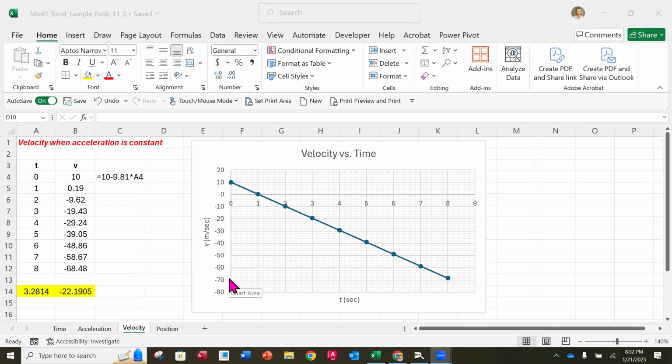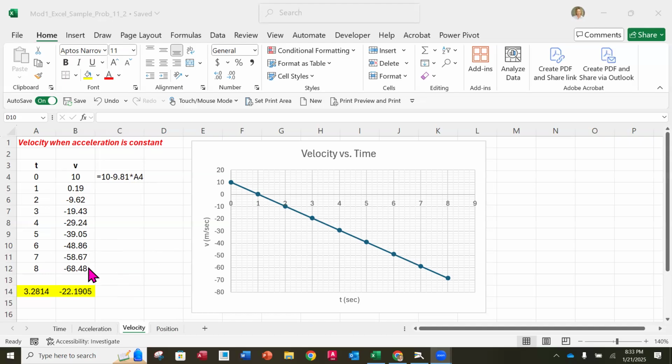Once you have your velocity, and I put a little note on the top, you don't necessarily have to, but it's just a note to me: the velocity when the acceleration is constant. Notice that it's a straight line that has a consistent slope the entire time. There's no curves or changes.